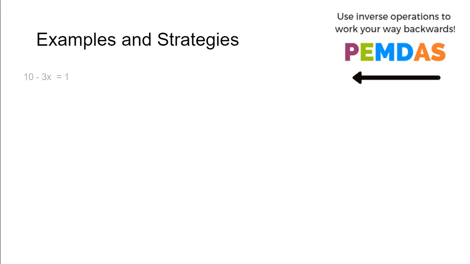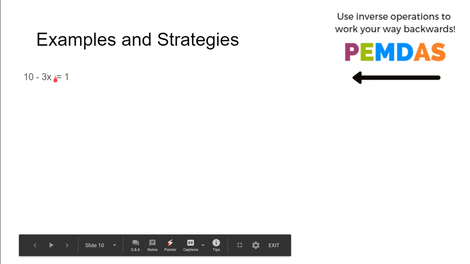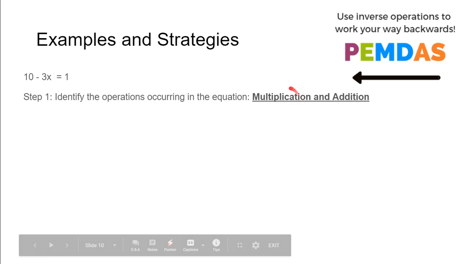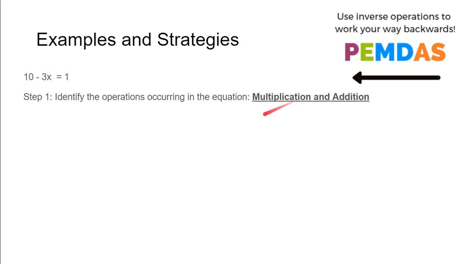Last one. We're going to be doing something a little backwards right now. So I have 10 minus 3x equals 1. These operations that are happening right here are multiplication and addition. Now, this multiplication here is by a negative 3. And this addition here is just because I have a 10 on the end. Now, the big thing here is we assume that this 10 is positive, which is why the operation I'm doing is addition.